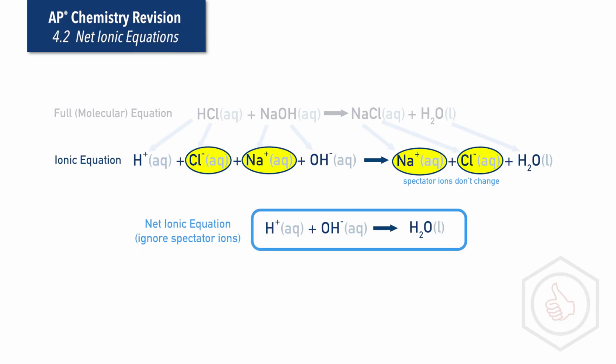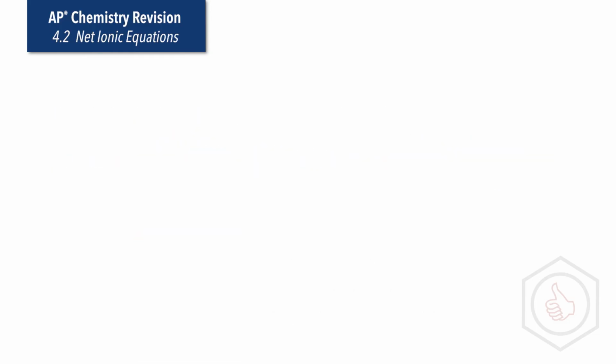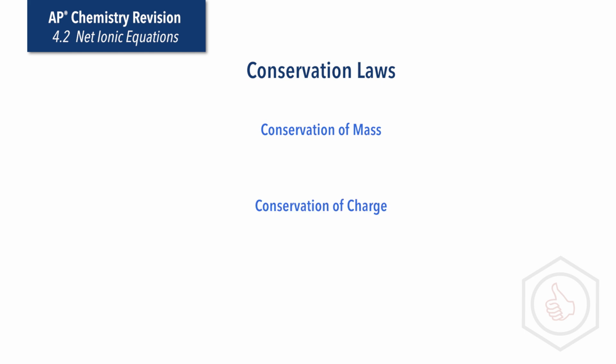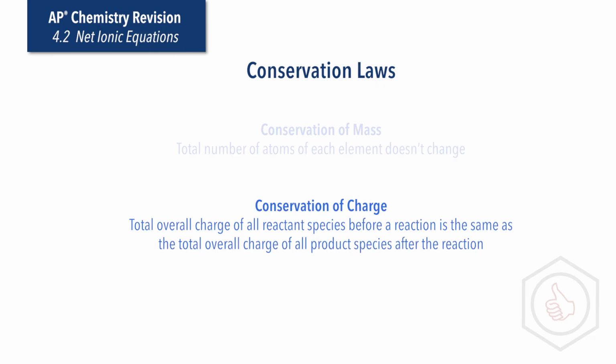Don't skip steps. When writing balanced equations in chemistry, we always follow 2 conservation laws: conservation of mass and conservation of charge. Conservation of mass means the total number of atoms of each element is constant and doesn't change, and the conservation of charge means the total charge of all species before the reaction is the same as after the reaction. These 2 laws are universal and always apply, so make sure when you're writing equations both of these laws are followed.